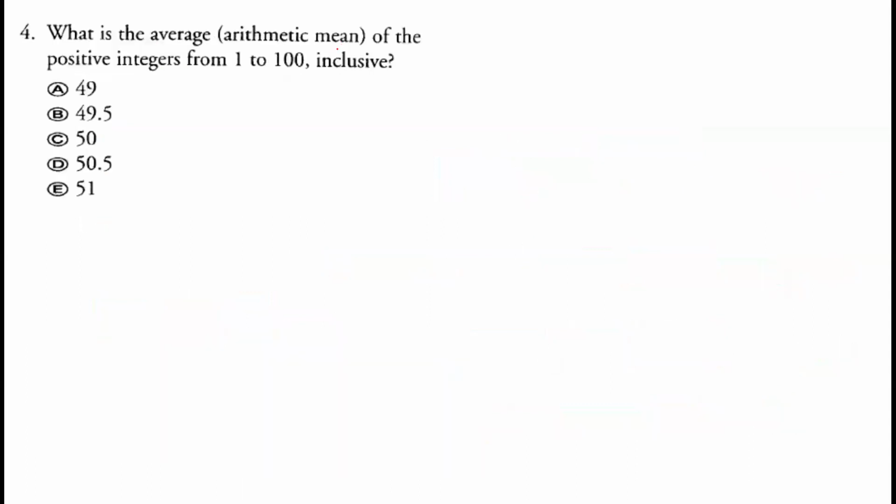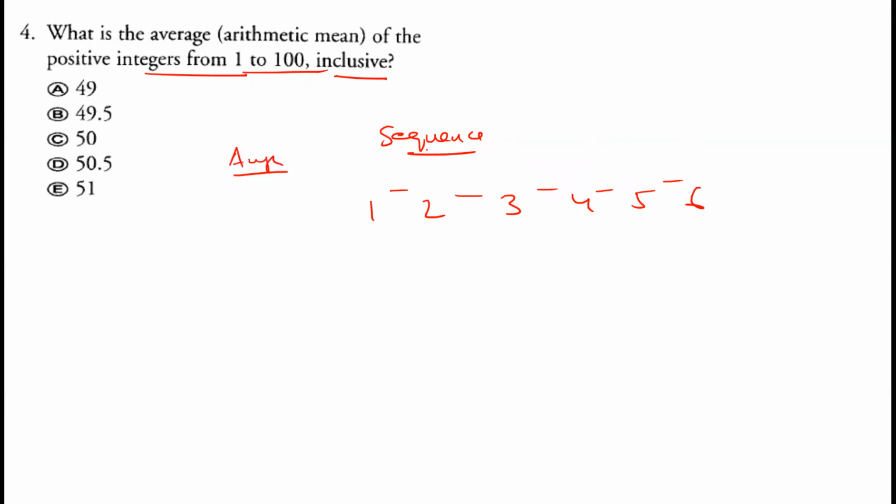What is the average, arithmetic mean, of positive integers from 1 to 100 inclusive? First we need to understand a concept: the sequence. What is a sequence? These are numbers where the difference between consecutive numbers is always the same. For example, 1, 2, 3, 4, 5, and 6. This is a sequence because the difference between each consecutive number is the same. It's 1.